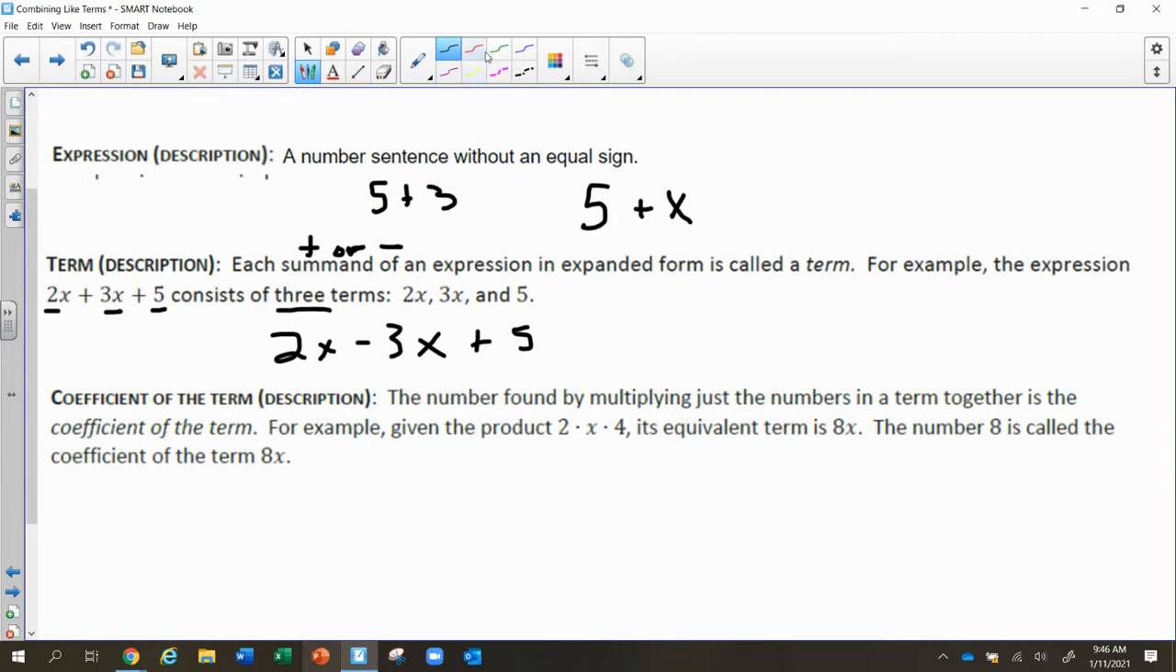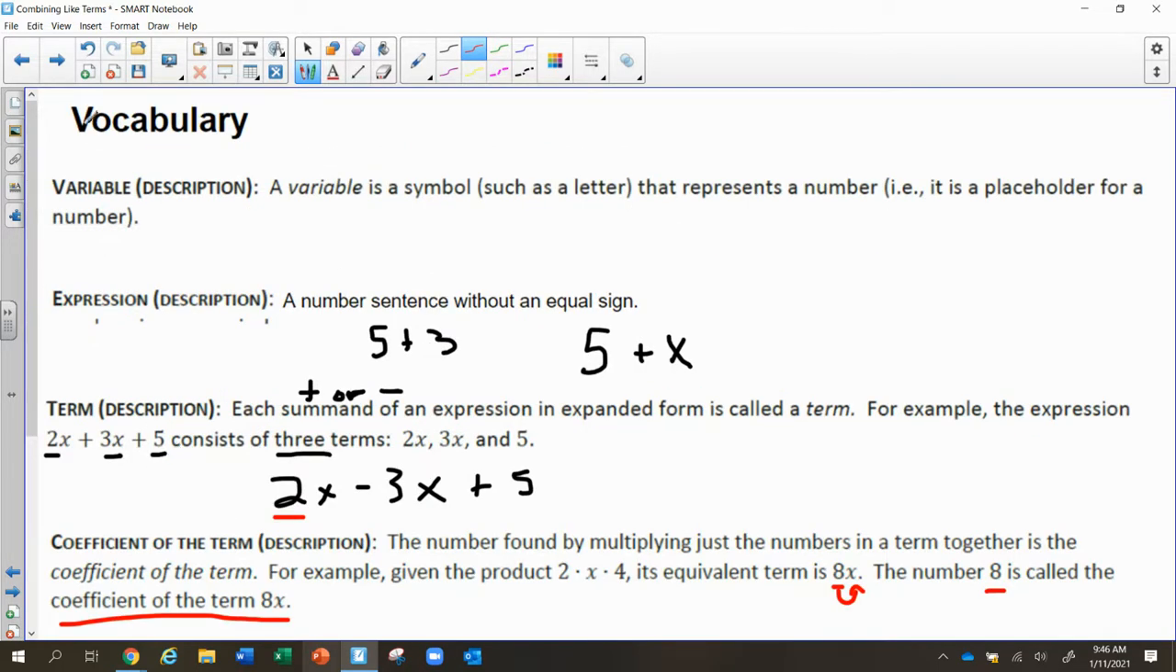A coefficient is just the number in front of the variable. So right here, 8x, it's the number in front of the variable. So the number 8 is called the coefficient of the term 8x. Up here, it would be 2. So that would be the coefficient. Right here, it would be 3. So that's just all that means. So those are words that you might hear me using throughout the lesson.